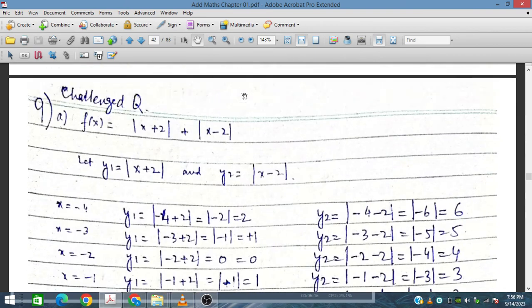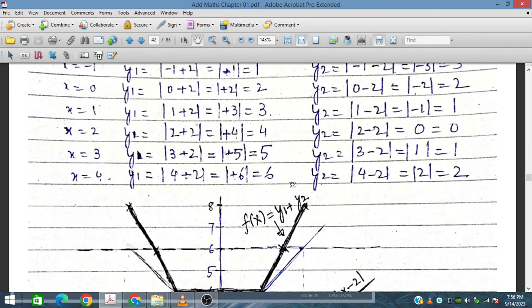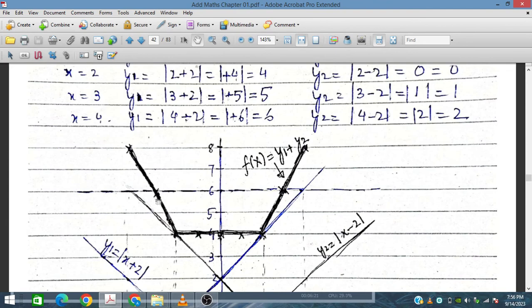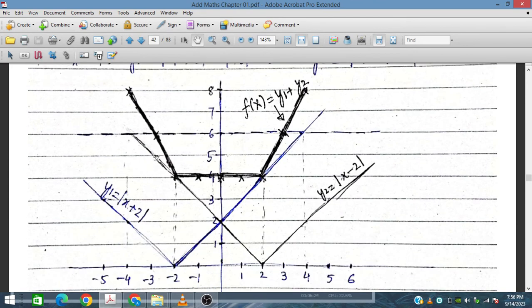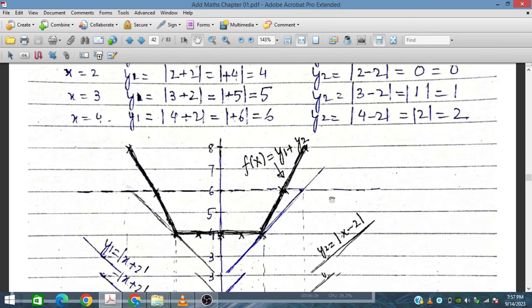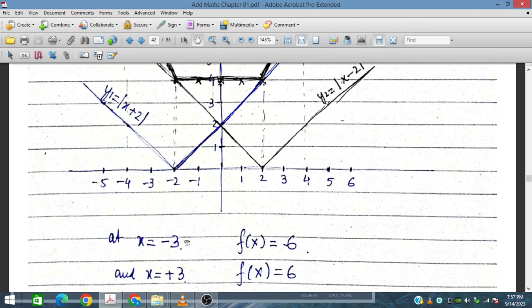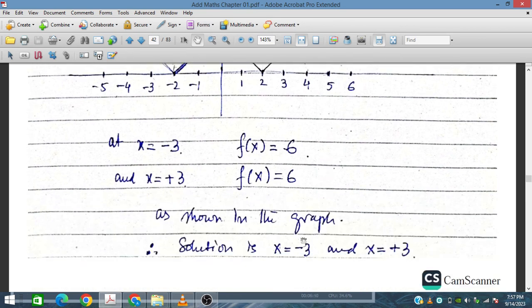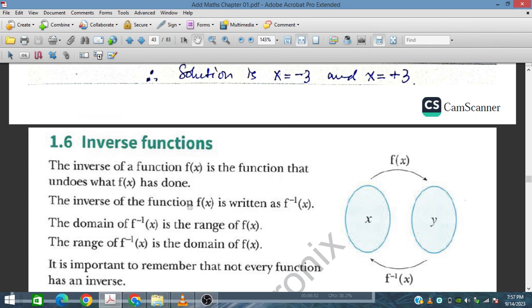Since we have to find the solution where f(x) is equal to 6, at 6 we have drawn the line, and we see that it intersects at minus 3 and plus 3, and we can see this from here. At minus 3, the solution is 1 plus 5, and at x equal to 3, this is 5 and this is 1. So this is the solution. x is equal to 3 and x is equal to minus 3, f(x) is equal to 6. So this is very, very important. In the next session we will discuss inverse functions.